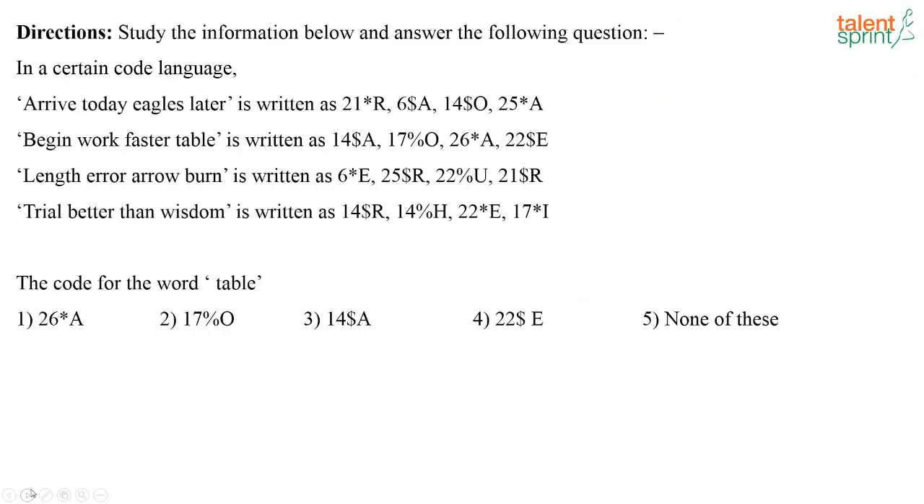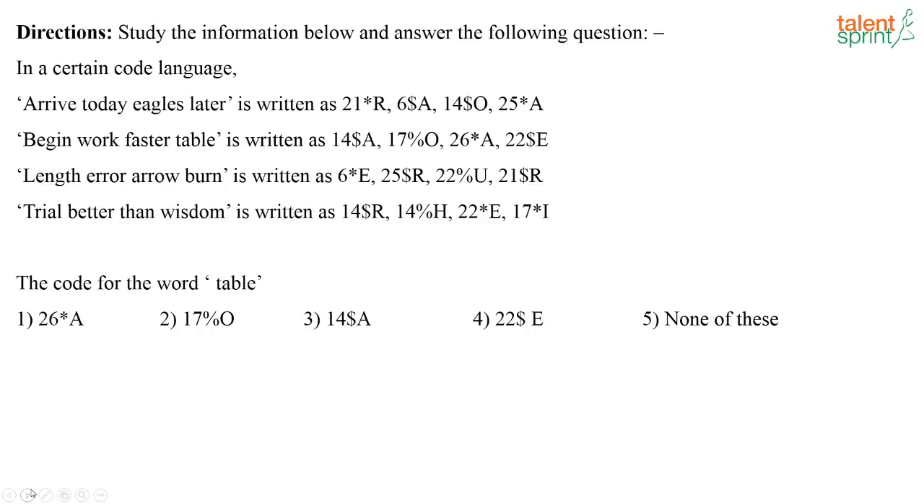Next. So look at this coding decoding question. Study the following information below and answer the questions. In a certain code language, arrive today, equals later is written as follows. Begin work faster table is written as follows. Length, error, arrow, burn is written as follows. Trier, better than wisdom is written as follows. We have to find out the code for the word table.